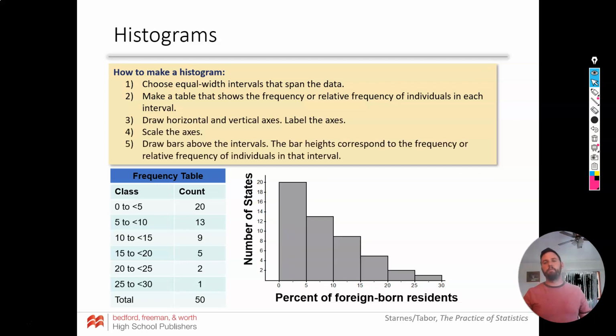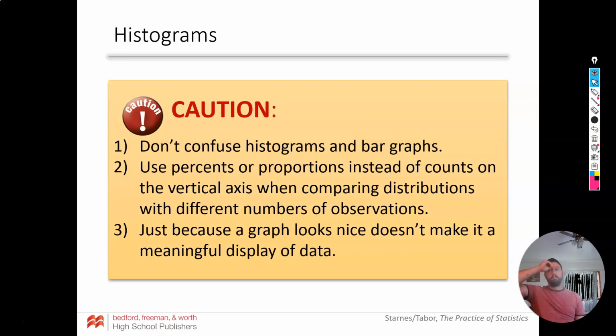In this way, we aren't plotting all 100 or 50 pieces of data. We're only graphing 6. It's easier to digest and look at. One of the problems with histograms is you don't know specific data. Like, you don't know if everything was close to 0 or if it's closer to 5. You don't know specifics. Again, they're different from bar graphs. You can also use proportions or percents instead of counts. And just because a graph looks nice doesn't mean it has good information.